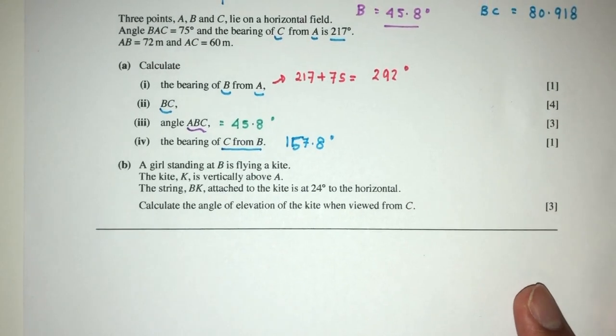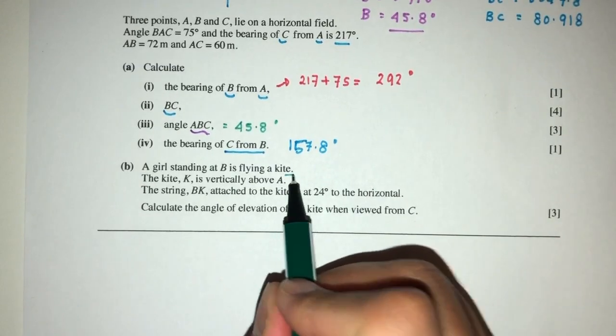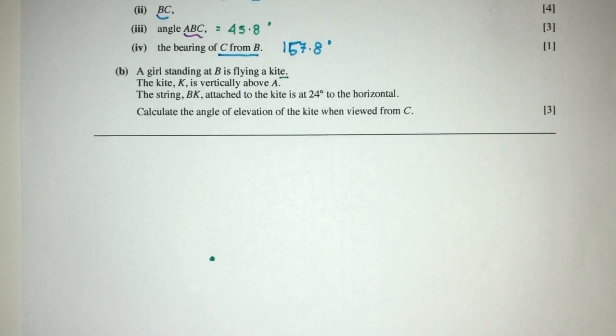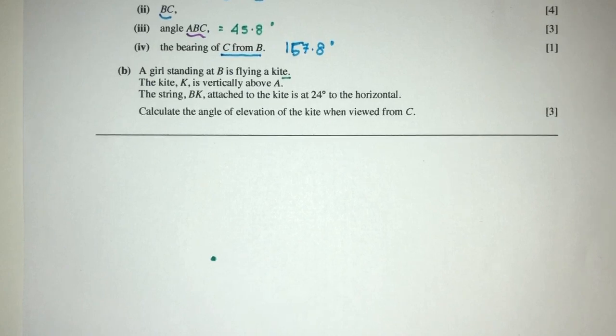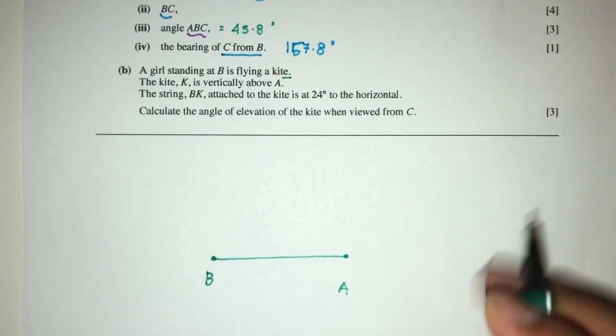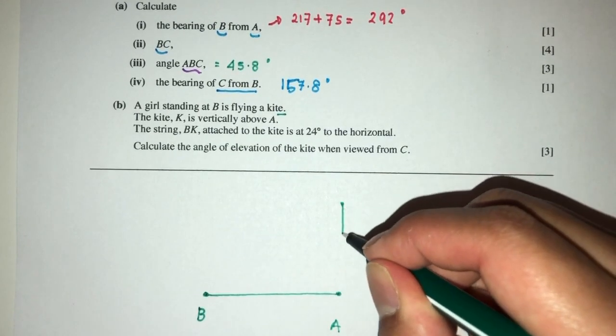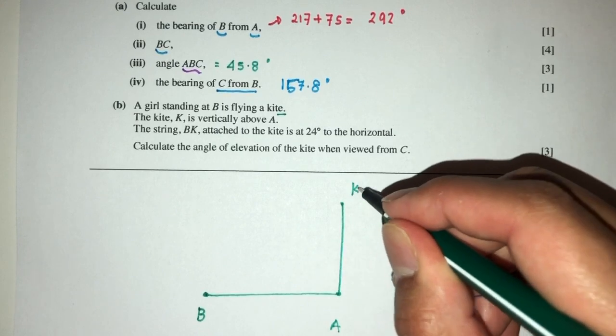Now we have a girl standing at B flying a kite. So let's say we have a point B right here. She is flying the kite. Now the kite is vertically above A. Now because the points A, B, and C are on the ground, we assume they will be flat, right? This will be my point A. Now we understand that K has to be vertically above A. This is K right here.